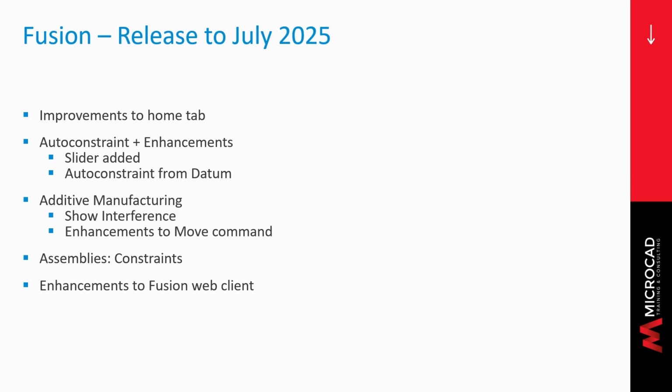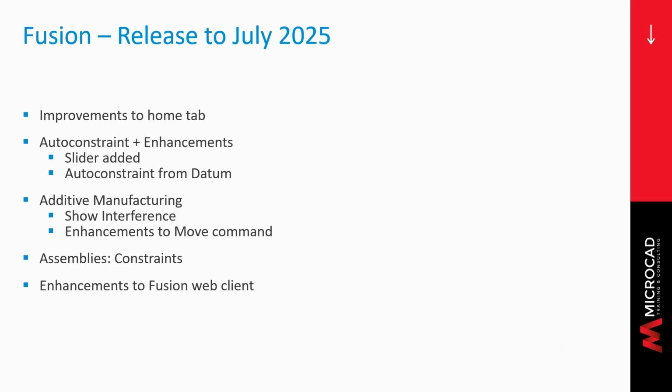Okay, so we're gonna take a look at improvements in the Home tab regarding information that you can see right when you get Fusion started. We're gonna see improvements in auto constraints, in case you're not aware of how it works, and we're gonna take a look at the auto constraint tool. We're gonna take a look at some improvements in the additive manufacturing department, that is on the arrangements that we see on additive, on 3D printing, those kind of things. A new exciting one for people who are used to working on other CAD software: constraints on our assemblies, and some enhancements to our Fusion web client.